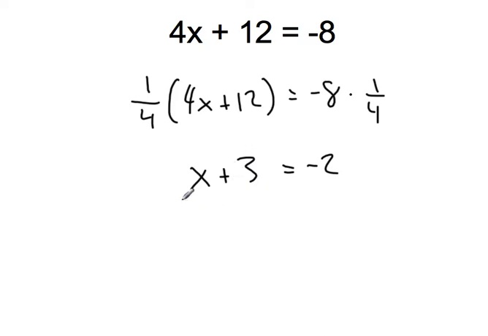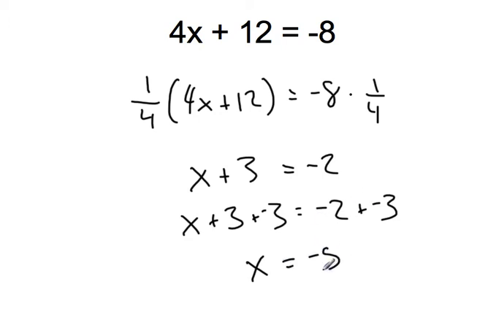It's added to it, so I need to think, what's its additive inverse? What can I add to 3 to make it 0? And that would be negative 3. And then using the addition property of equality, I have to add that negative 3 to the right side as well. So x plus 3 minus 3 would be x plus 0, which is just x, and negative 2 plus negative 3 is negative 5.